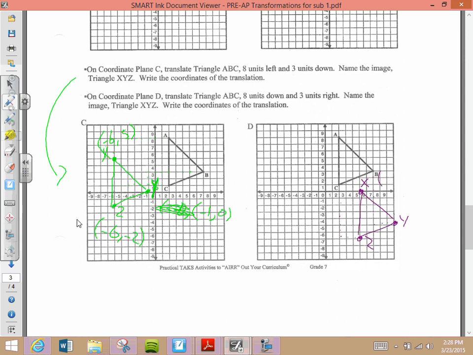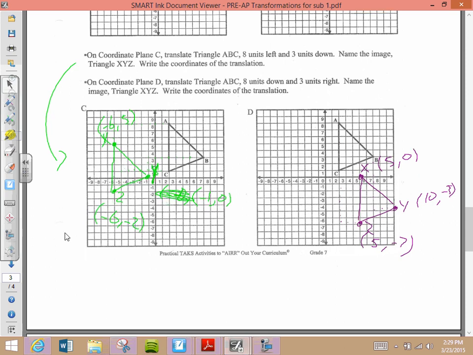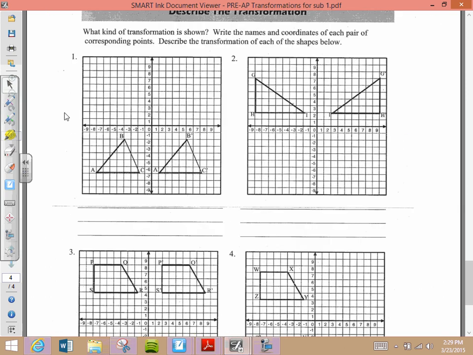This would be 5 and 0 on the y. This would be 10 and -5. And then this would be 5 and -7. There you go. Easy breezy. All right, this one right here, all you have to do is describe what happened, right? So what happened in the first one? Translation. What kind? What happened?